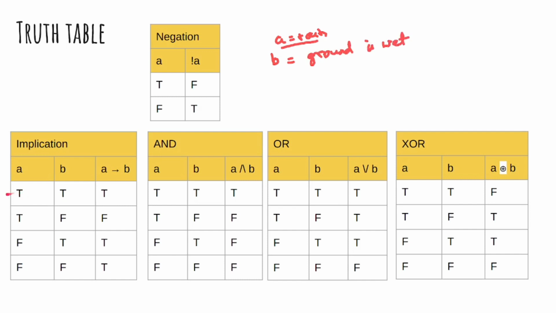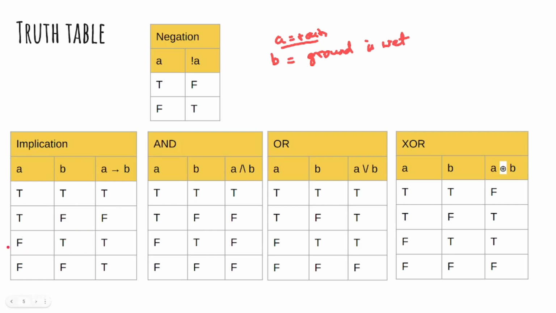Let us understand this first line. A is true. True means there was rain. Here B is true. B is true means the ground is wet. So if there was rain, then the ground is wet. This whole statement is true. So that's why the result is true. This statement is saying if there was rain, then the ground is not wet. This statement is false. That's why the result is false.